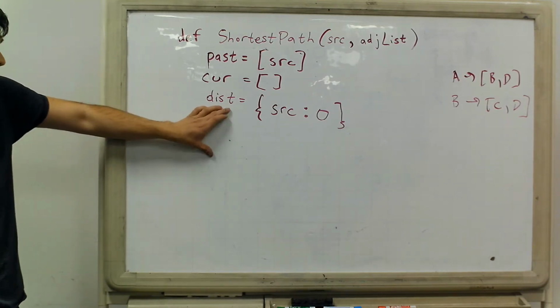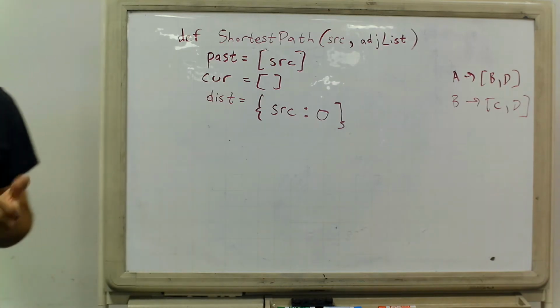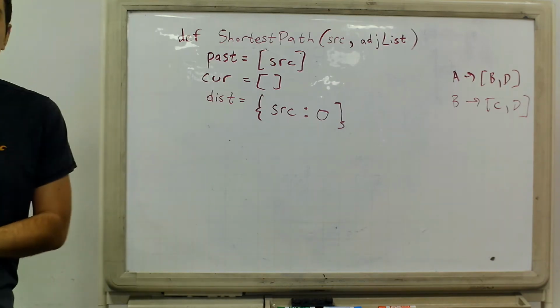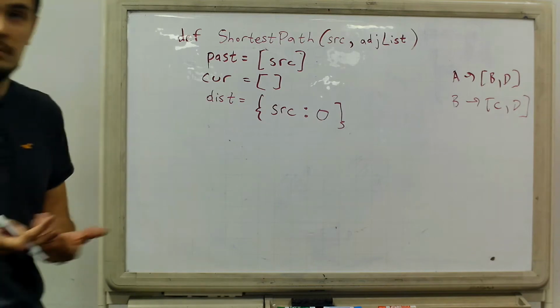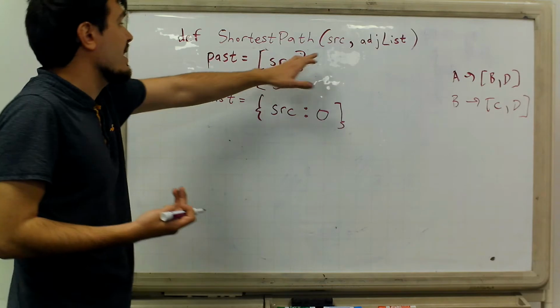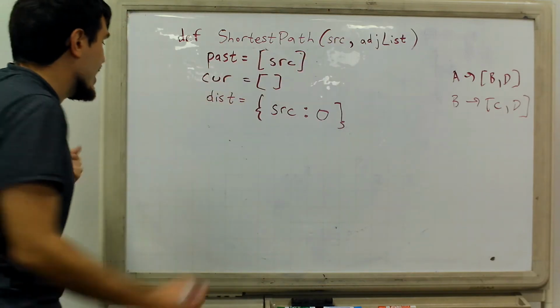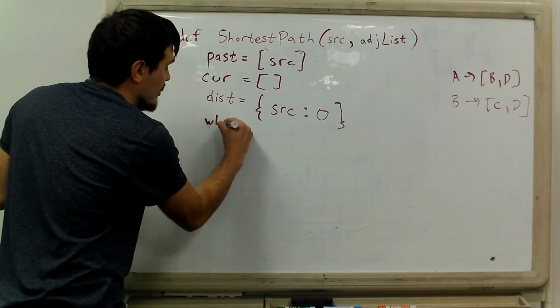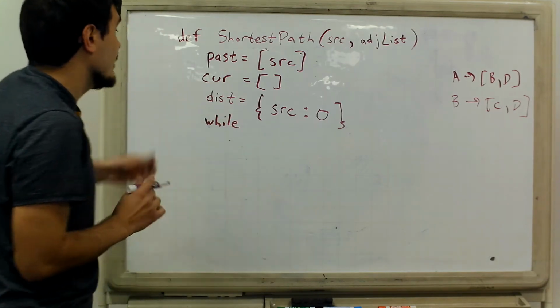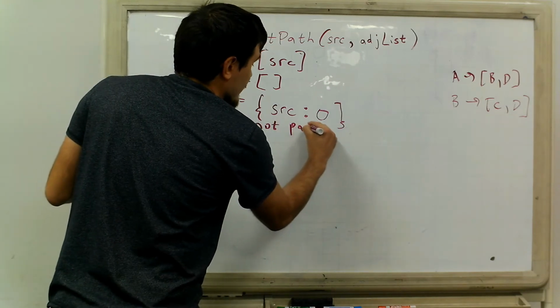So like this, at any given time, it will contain all the distances that are currently known. And the algorithm will continue trying to discover new distances until it's out of nodes to explore. Okay, so depth, shortest path, past, current, distance. Now we should do something while not past is empty.